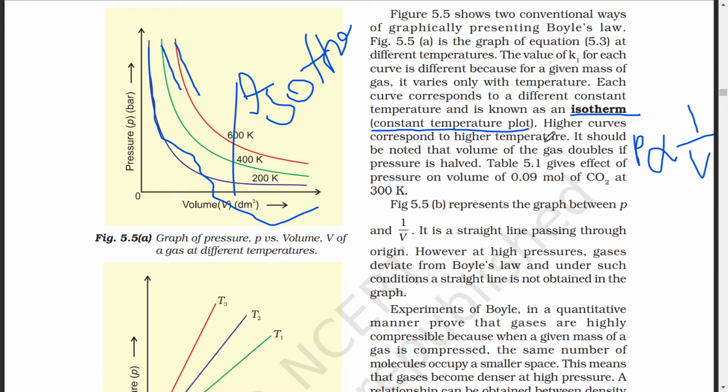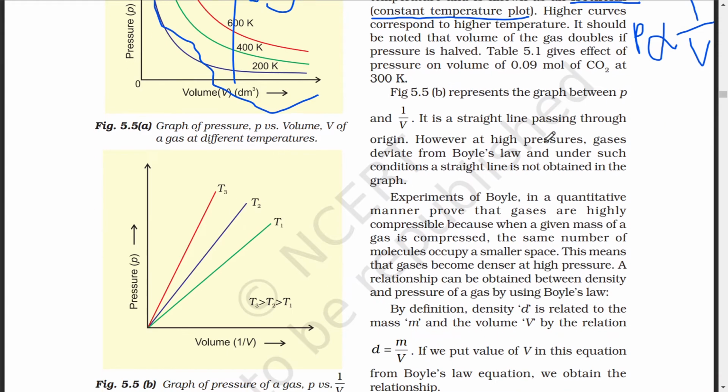Higher curve corresponds to higher temperature. It should be noted that the volume of gas doubles if pressure is halved. Table 5.1 gives the effect of pressure on volume of 0.09 mole of CO2 at 300 Kelvin. Figure 5.5 represents the graph between P and 1 by V.